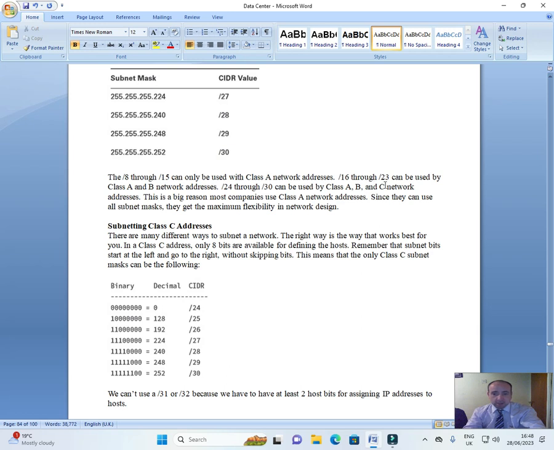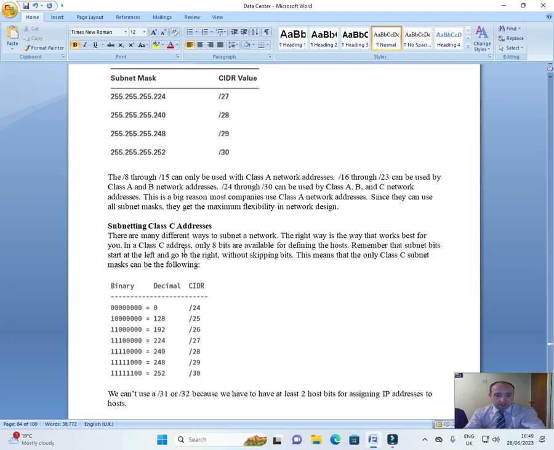/16 through /23 can be used by Class A and Class B network addresses. /24 through /30 can be used by Class A, B and C network addresses. This is a big reason most companies use Class A network addresses, since they can use all subnet masks. They get the maximum flexibility in network design. Subnetting Class C network addresses. There are many different ways to subnet a network. The right way is the way that works best for you.